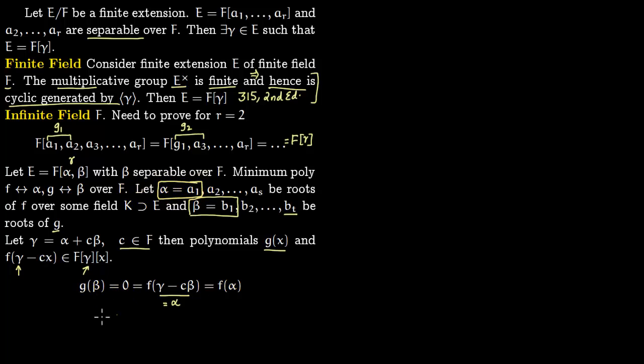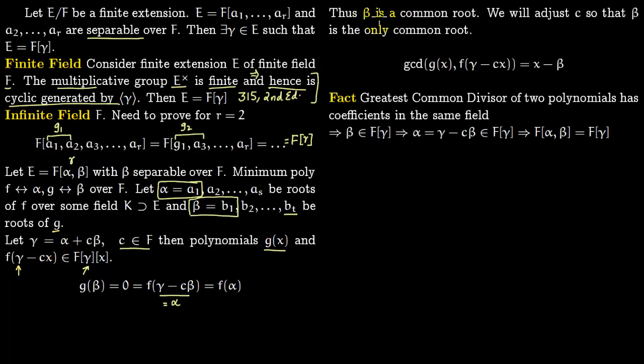So this is 0. So you can see that beta is a root of g of x and a root of f of gamma minus c of x. So beta is a common root for two polynomials. Now we can adjust c. So this we will do later. So we adjust c so that beta is the only common root.